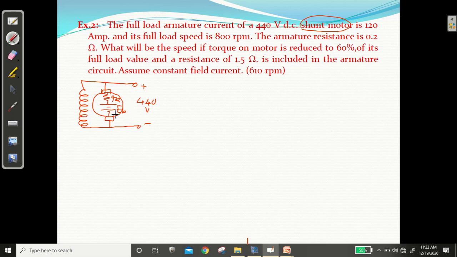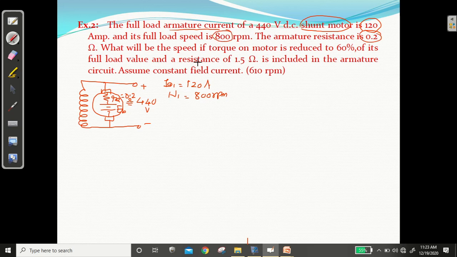Okay, and here I have given 440 volt and IA1 is given. What is IA1? It is given 120 ampere. Full load armature current is given 120 ampere. And full load speed N1, it is given 800 RPM. The armature resistance is given 0.2 ohm. Armature resistance is given 0.2 ohm. Speed is given 800 RPM.